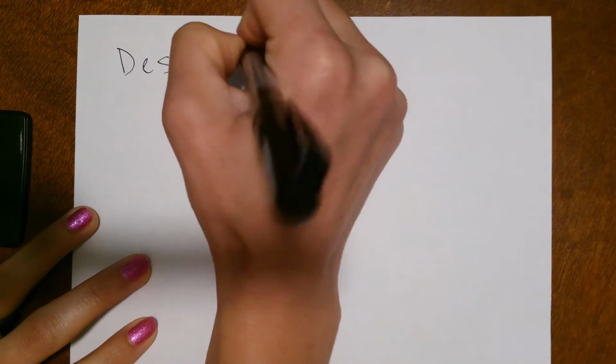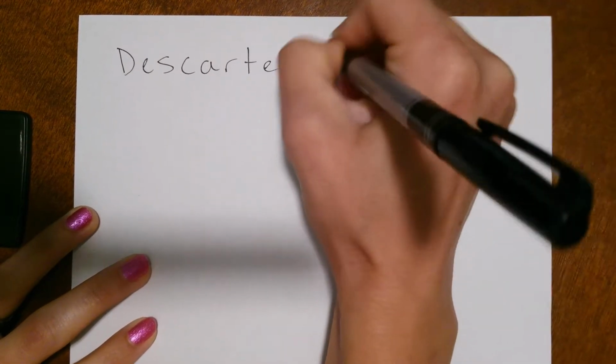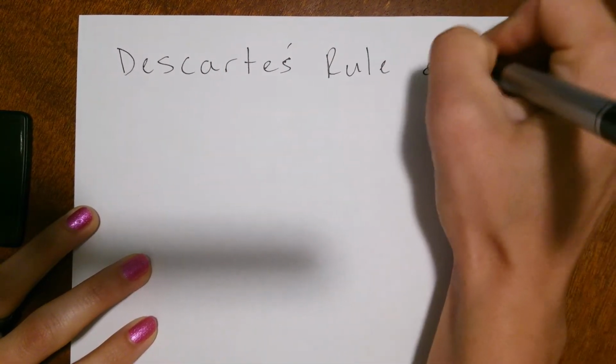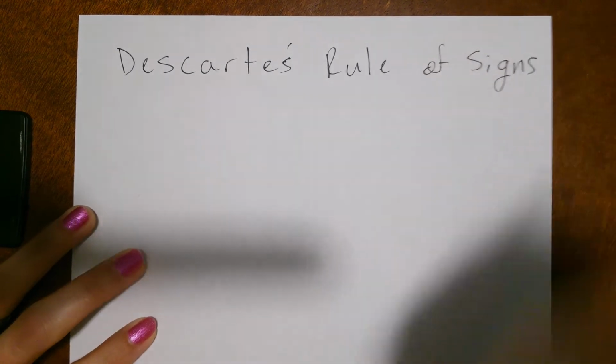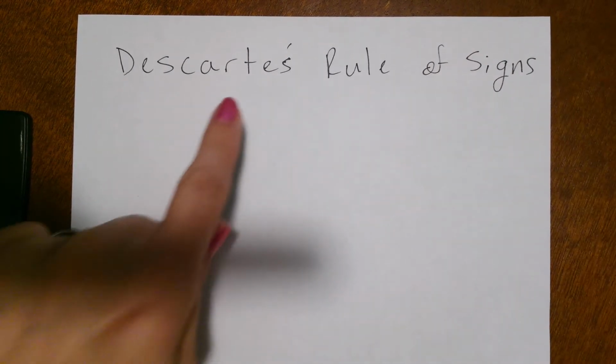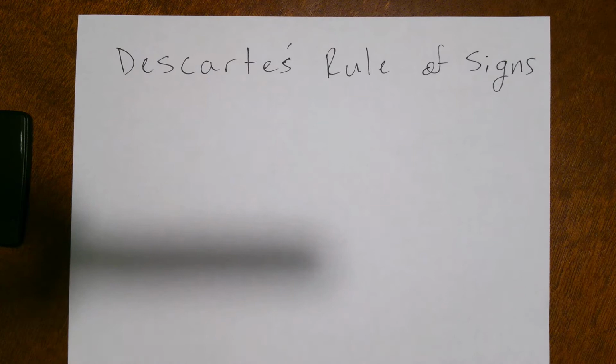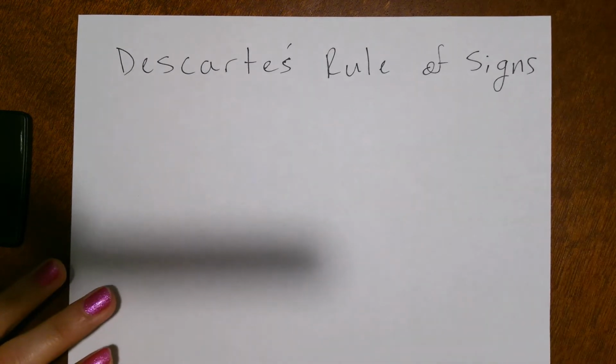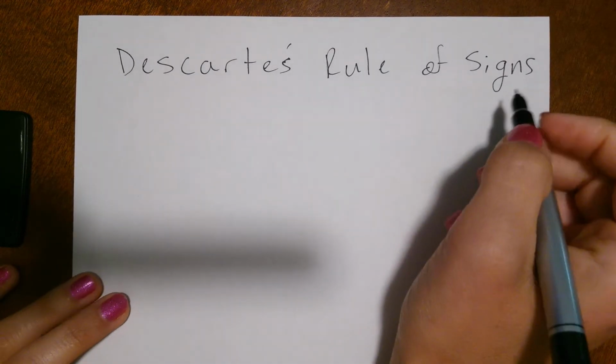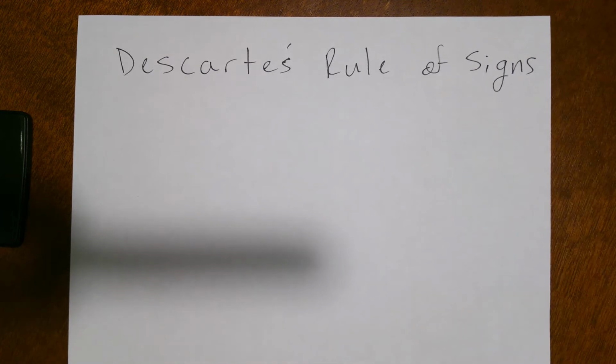Alright, so we're looking at Descartes' rule of signs. You can say that however you want, as fancy as you want. I'm not that fancy, so it becomes Descartes. So Descartes' rule of signs allows us to see a range of the number of positive real and negative real solutions a polynomial will have.